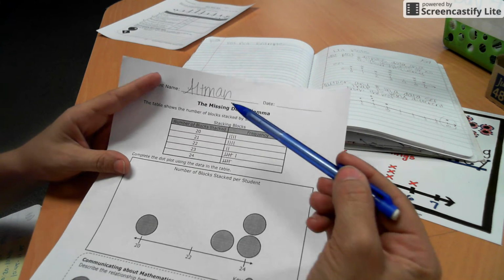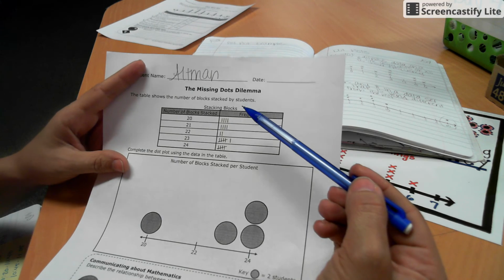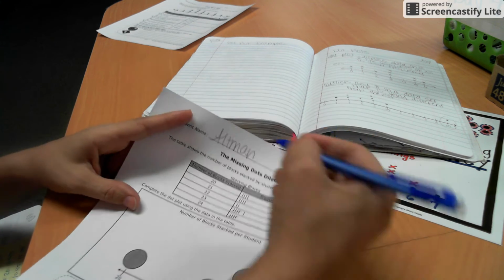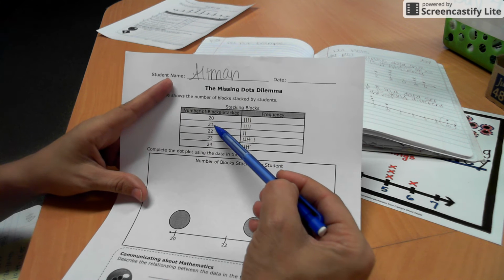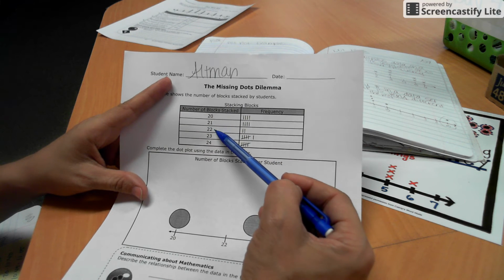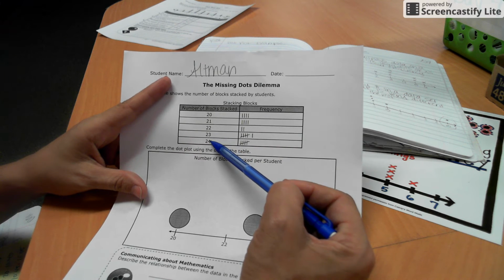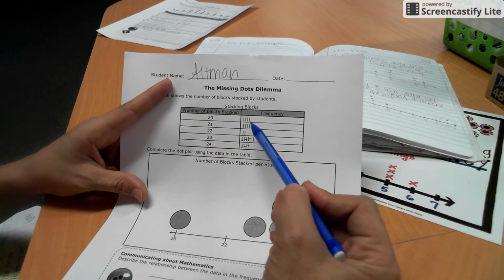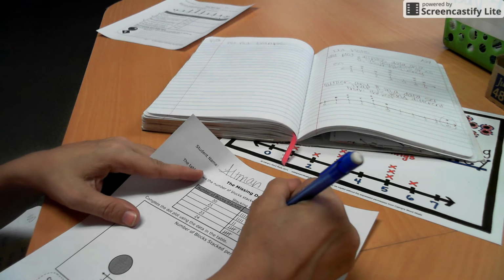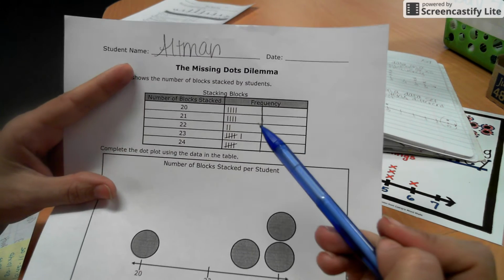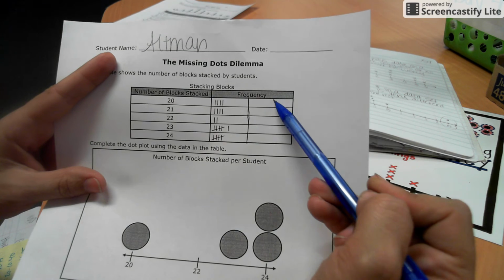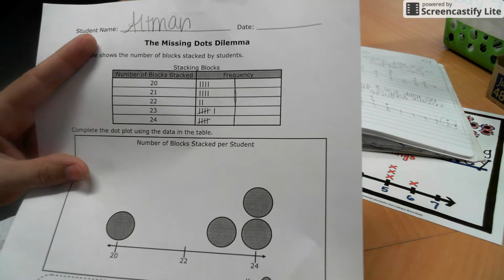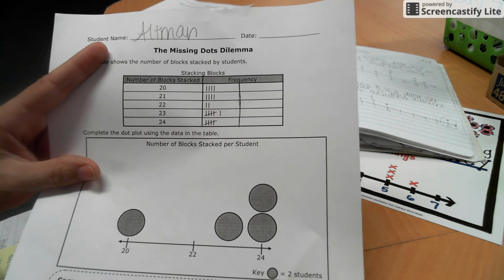If you look at the top, we have a table that shows the number of blocks stacked by students. So what we have is the number of blocks stacked. So some stacked 20 blocks, some stacked 21 blocks, some stacked 22 blocks, some stacked 23, and some stacked 24. And over here we have our tallies. I want you to make a line halfway through our tally box, right here where it says frequency. On this side we have tallies. I want you to write the frequencies for each one right there. So pause and write the frequencies.